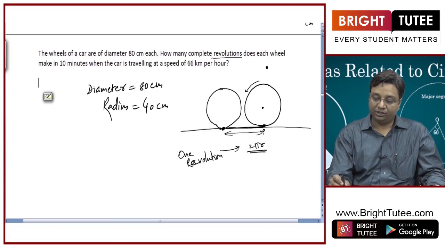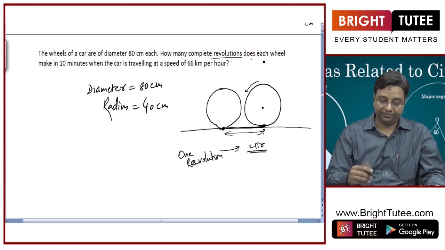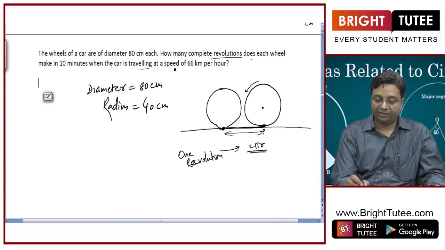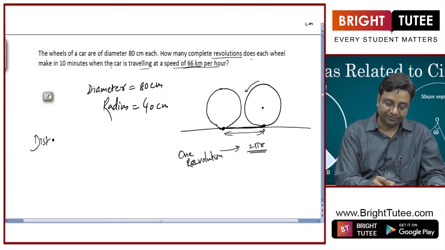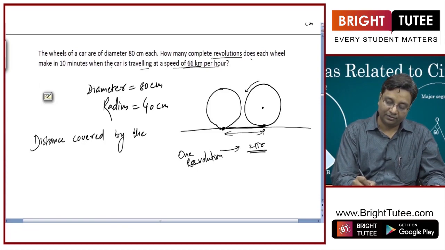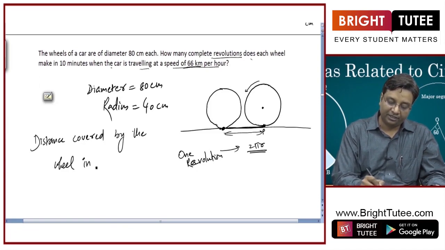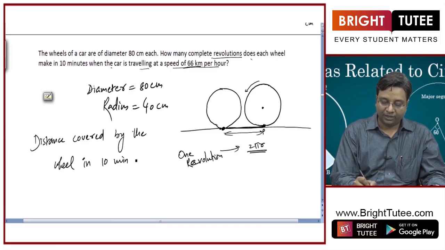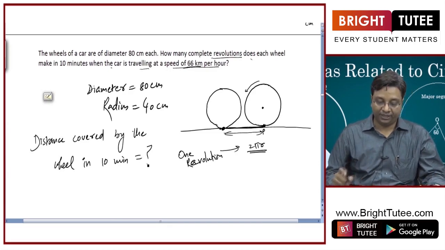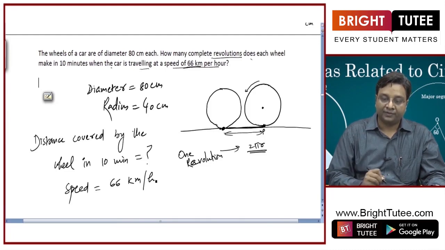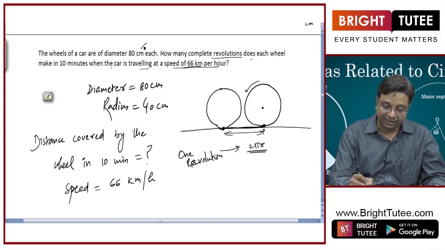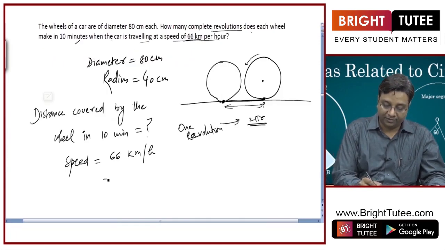How many complete revolutions does each wheel make in 10 minutes when the car is traveling at a speed of 66 km per hour? So, you just calculate the distance covered by the wheel in 10 minutes first. What will be the distance covered in 10 minutes? We know that speed is 66 km per hour, right? Now, I need the unit as centimeter and minutes. So, let us convert this.